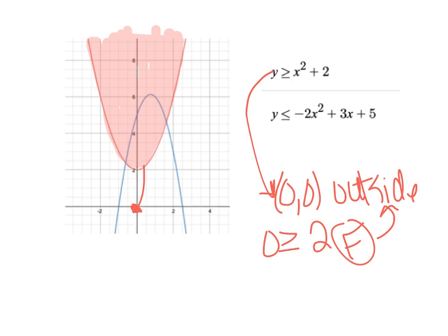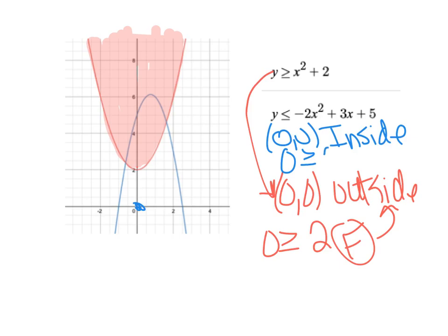Okay, and then in blue, I'm going to do the same thing. The point 0, 0, erase this little guy right here. The point 0, 0 in blue, 0, 0 is on the inside of the blue graph. Okay, it's on the inside, so when we put 0, 0 in, I get 0 is greater than or equal to 2, which is false, which means I'm not going to shade the inside, I'm going to shade the outside. So I'm going to shade the outside.